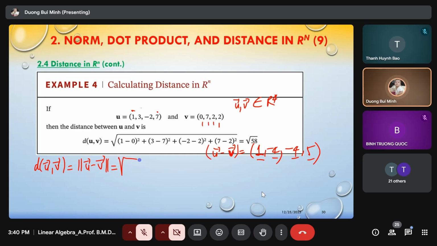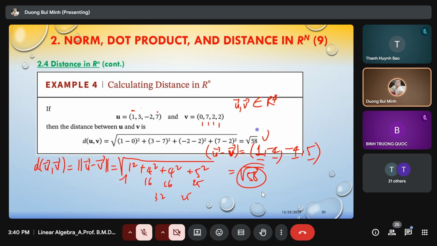After that you can take the square root. You get 1 squared plus 4 squared plus 4 squared plus 5 squared. You get how many? 16, 25, 1, 32. You get 47, 57, 58. So you get the square root of 58. So this is the distance between vector u and vector v.